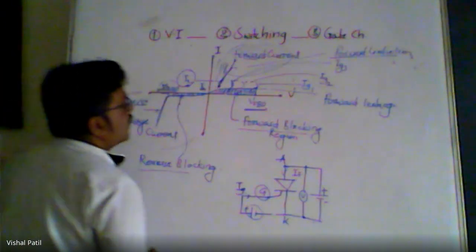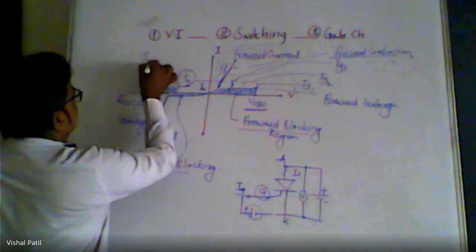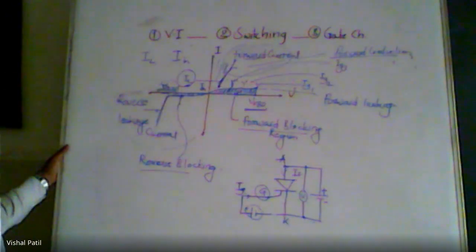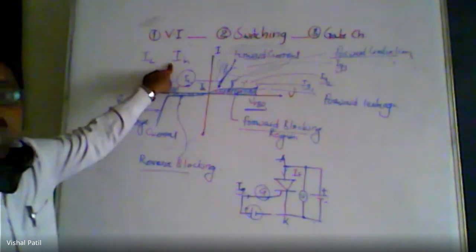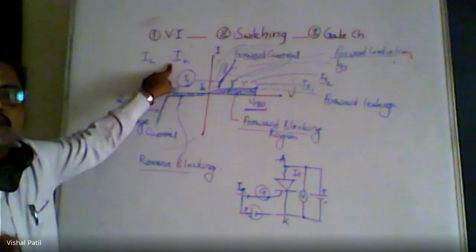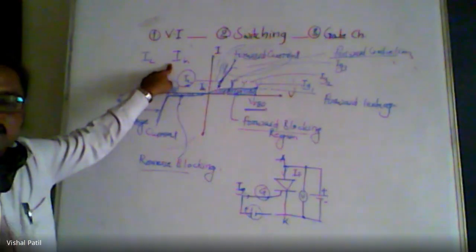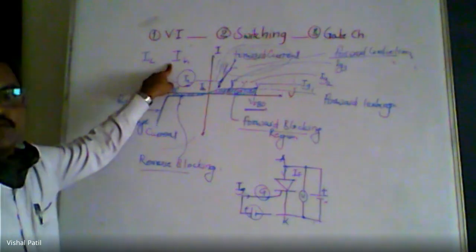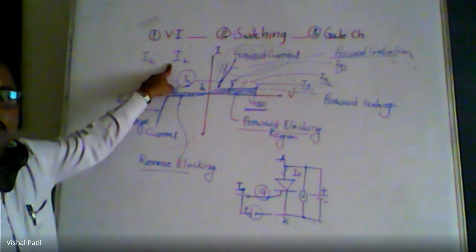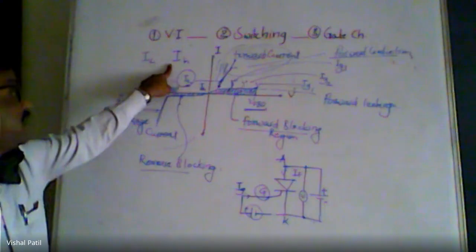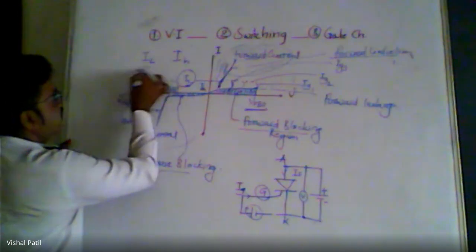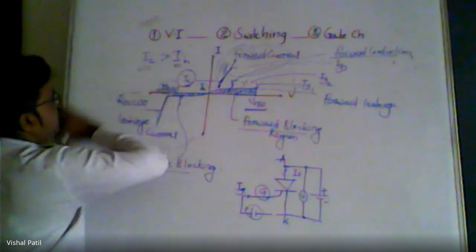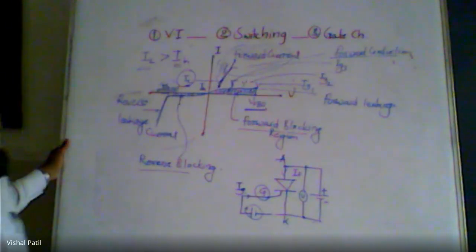But normally, if we compare latching current and holding current of the same device, these two terms are associated with the switching of the thyristor. One current indicates turn on, another indicates turn off. Latching is during turn on and holding is during turn off. In any condition, latching current is always greater than the holding current. So holding current is minimum.